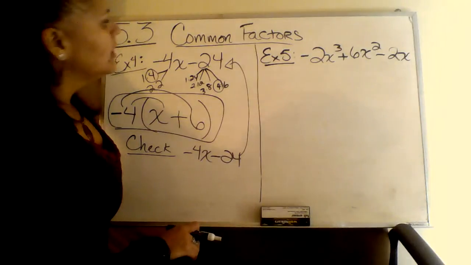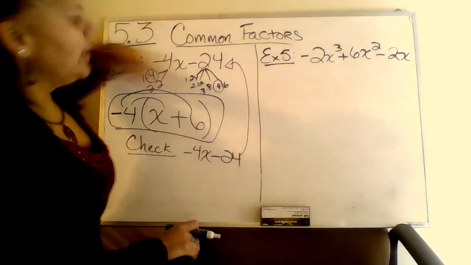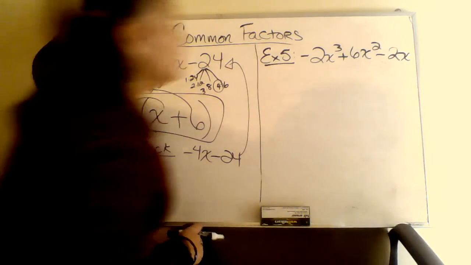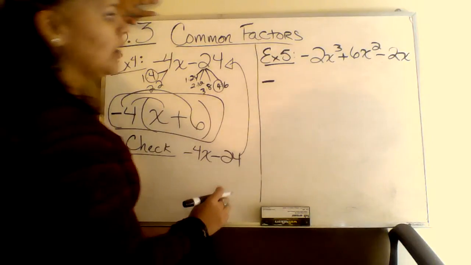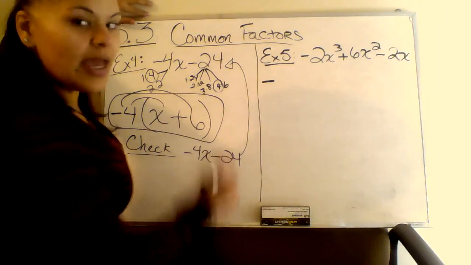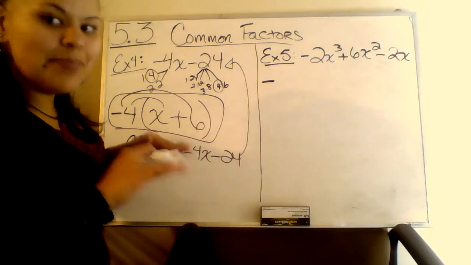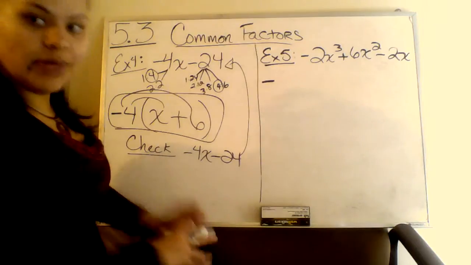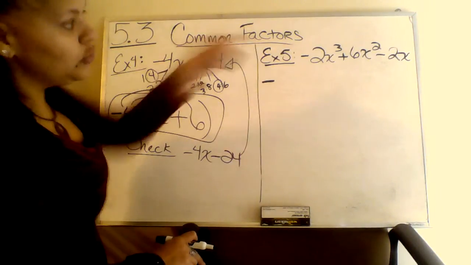So now, we have a negative 2, 6, and we don't like starting with negative, so what I'm going to do is pull out the negative. Now 2, 6, and 2. What common number would they have? And here's a trick too. Your common number will never be bigger than the smallest number in the list. So your smallest number in the list is 2.